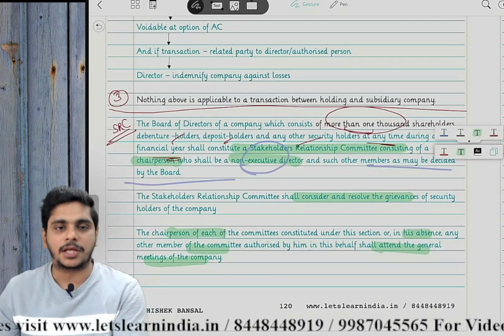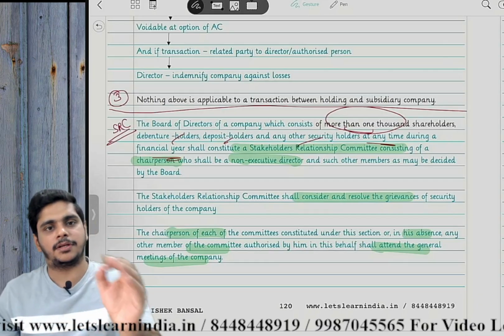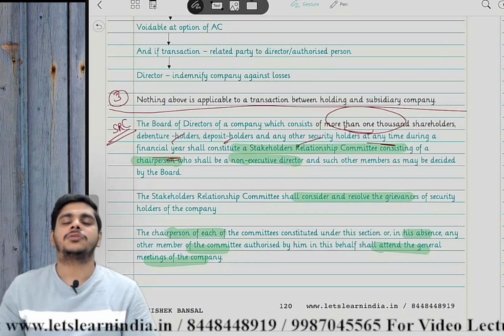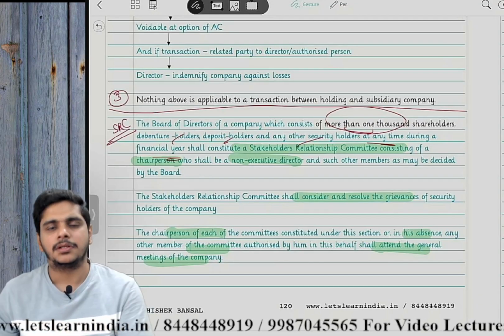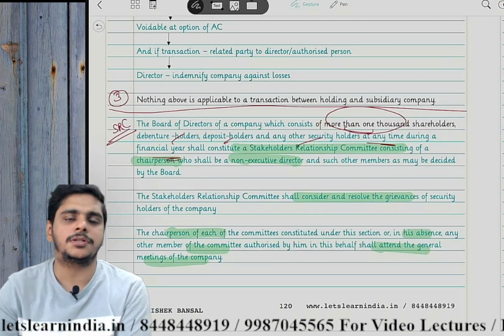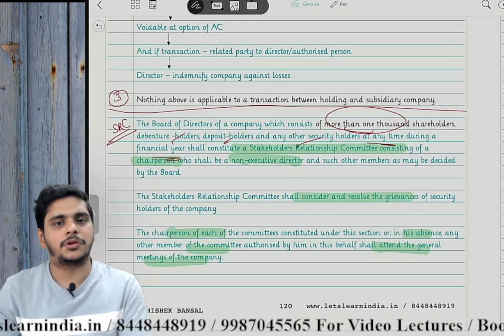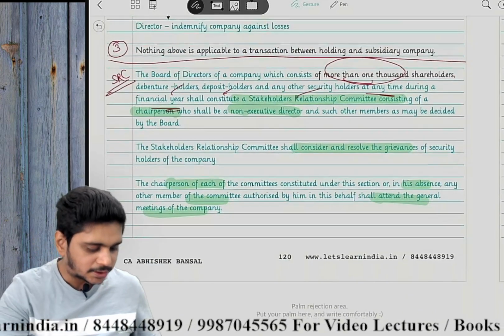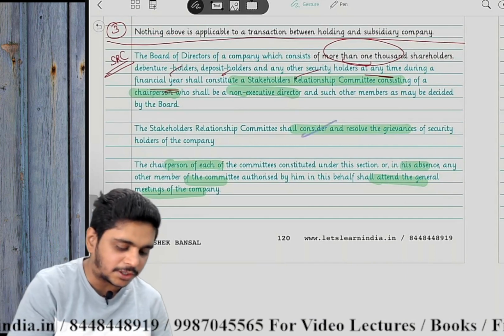So the chairman shall be a non-executive director. More than 1,000 shareholders means 1,001. If you have more than 1,000 shareholders, debenture holders, deposit holders, or other security holders, you require a Stakeholder Relationship Committee. The Stakeholder Relationship Committee shall consider and resolve the grievances of what?